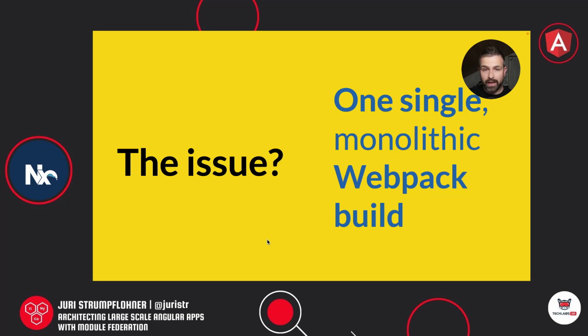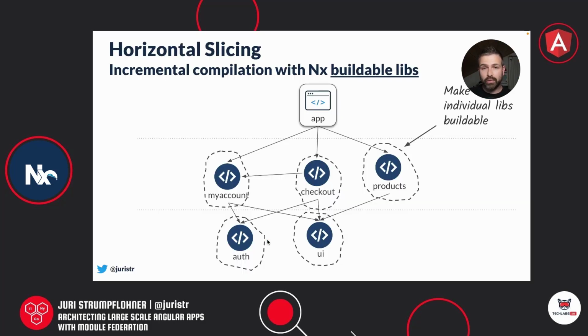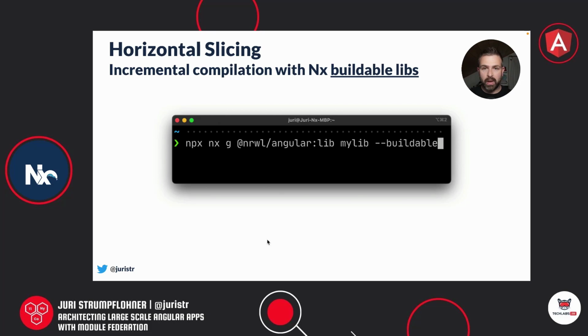So how could we solve that? Well, the potential solution could be to apply what I call horizontal slicing, meaning I would create buildable libraries rather than just having those workspace libraries that are being pulled into the main application build. So each of these libraries that we see here are being made buildable. Now, to create a buildable library, there is actually a command. By passing the --buildable flag, the library would be set up to use ng-packagr, for Angular specifically. And then ng-packagr would take care of building that single subset.